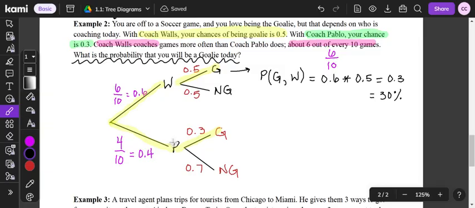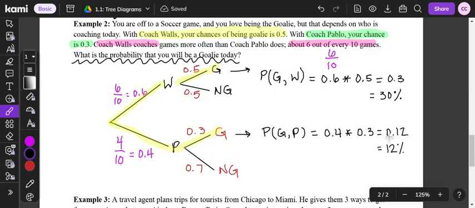All right, cool. Well, here's the other probability, this branch right here. So I could say the probability of being goalie with Coach Pablo is equal to 0.4 times 0.3. Okay, and if you put that in a calculator, you're going to get 0.12, or a 12% chance. Okay? So in one outcome, I have a 30% chance. In another outcome, I have a 12% chance. However, either outcome, I still end up goalie.